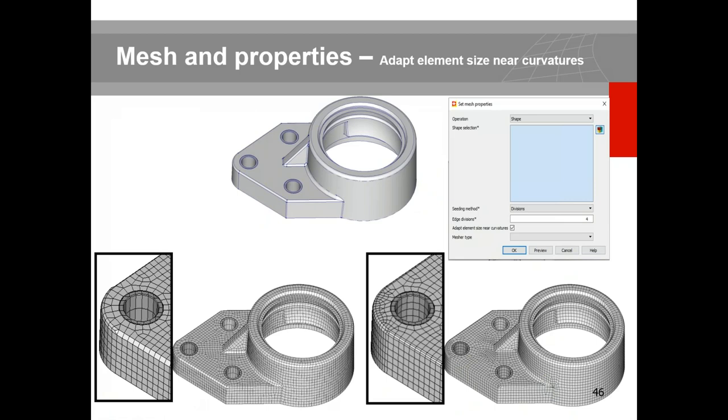We have adaptive element size that enables you to increase the density of nodes and elements at certain corners and edges in order to have a smooth transition mesh. So you need to activate this option in your set mesh properties. And basically you see that here in these two examples, using the same seeding method and the same number of divisions, but just by activating this option, you get a much finer mesh on the curved edge compared to the one without this option on. So this really helps you to have a smooth transition in your mesh.